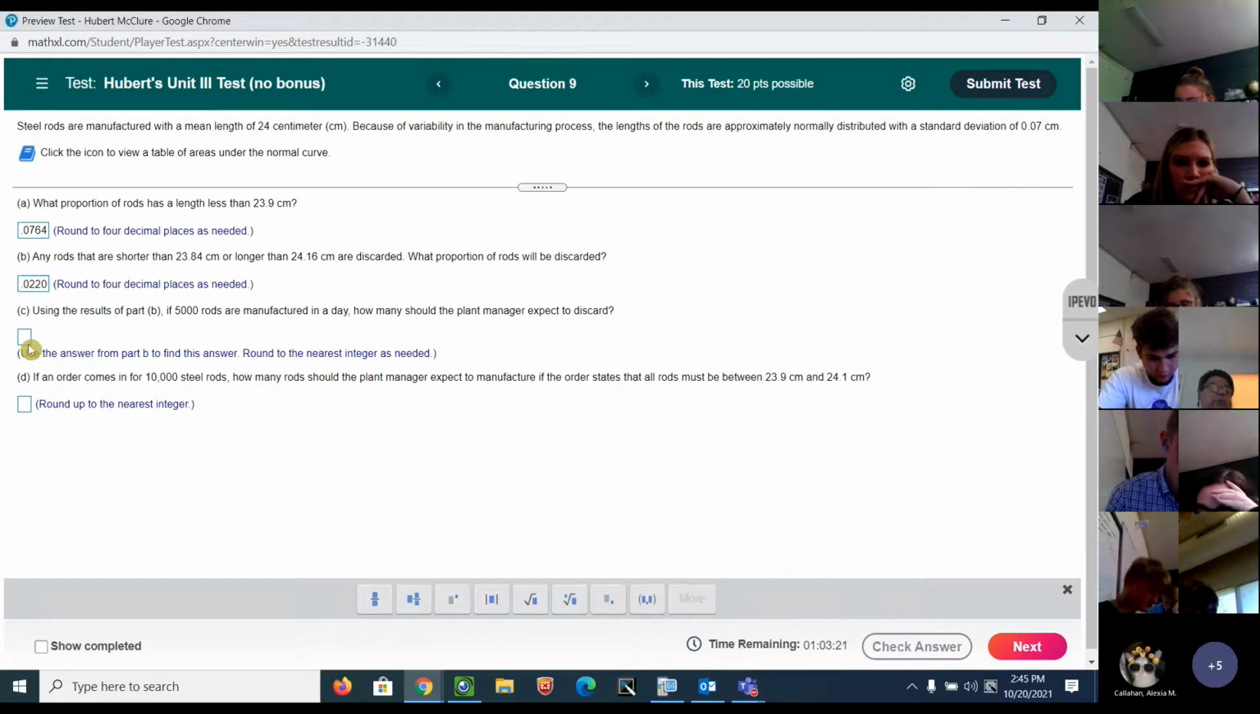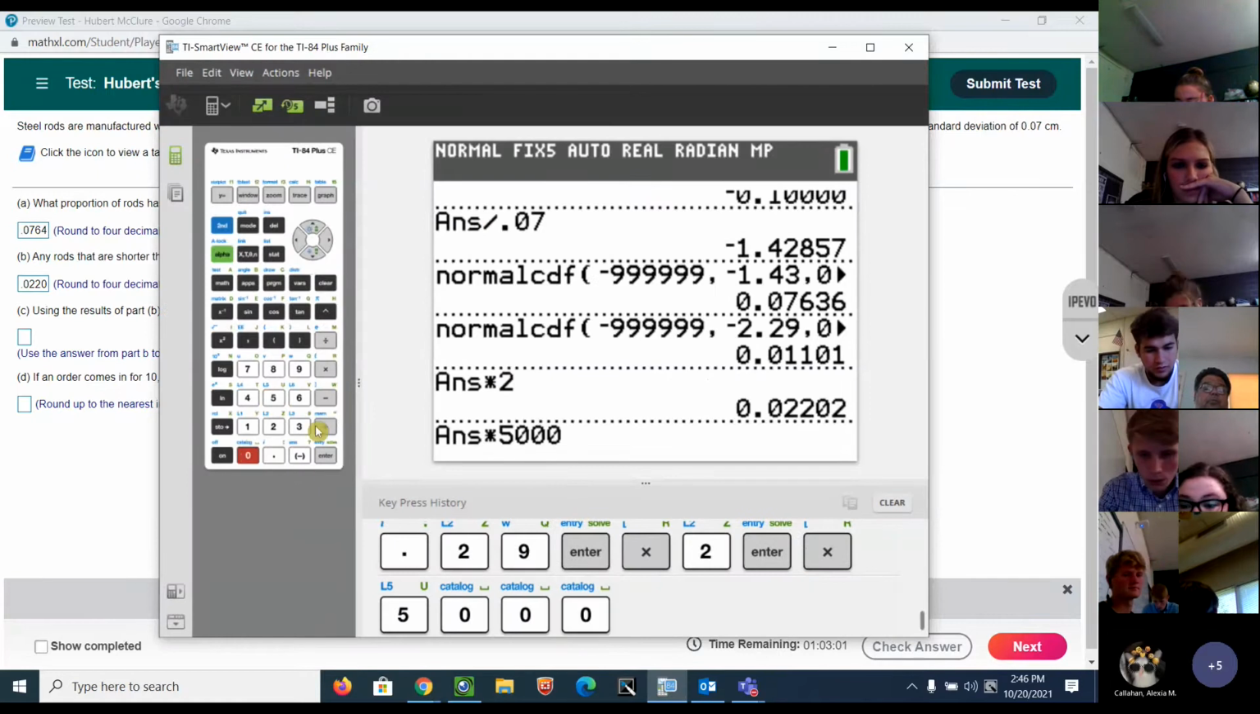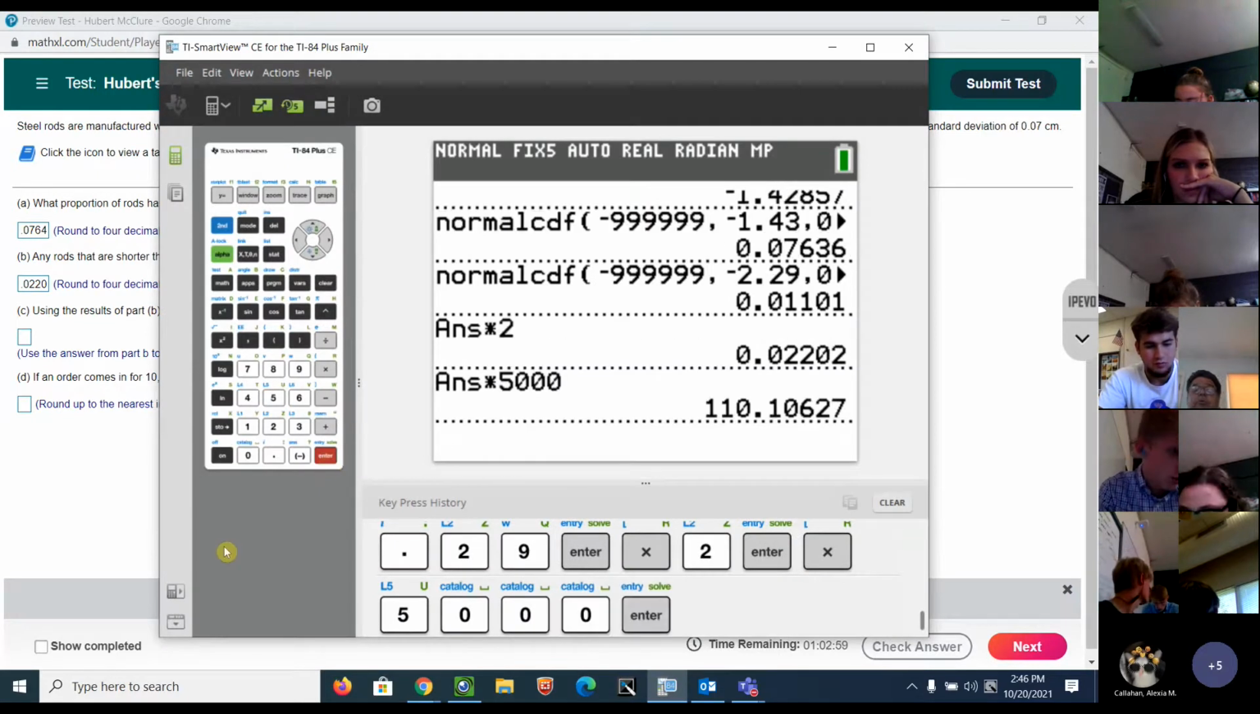Use the results in part B, which is right here. If 5,000 rods are manufactured, how many should the plant manager expect to discard? Somebody multiply, I'll do it, because y'all won't answer me. So times 5,000. 110. Now I'm not going to round that up. I'm going to say 110.